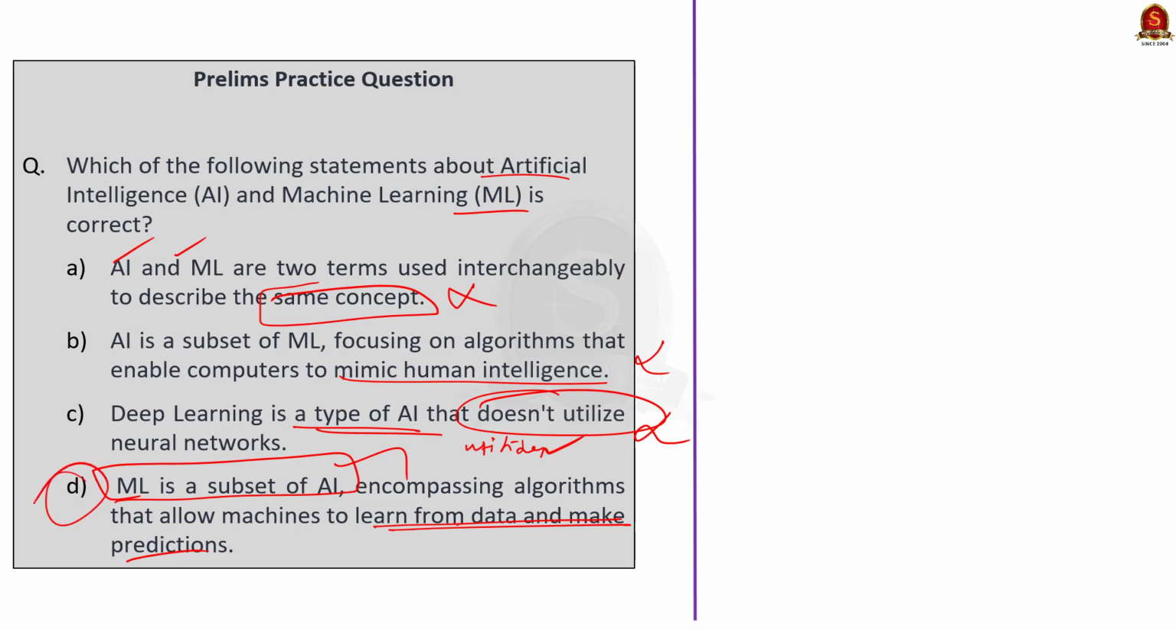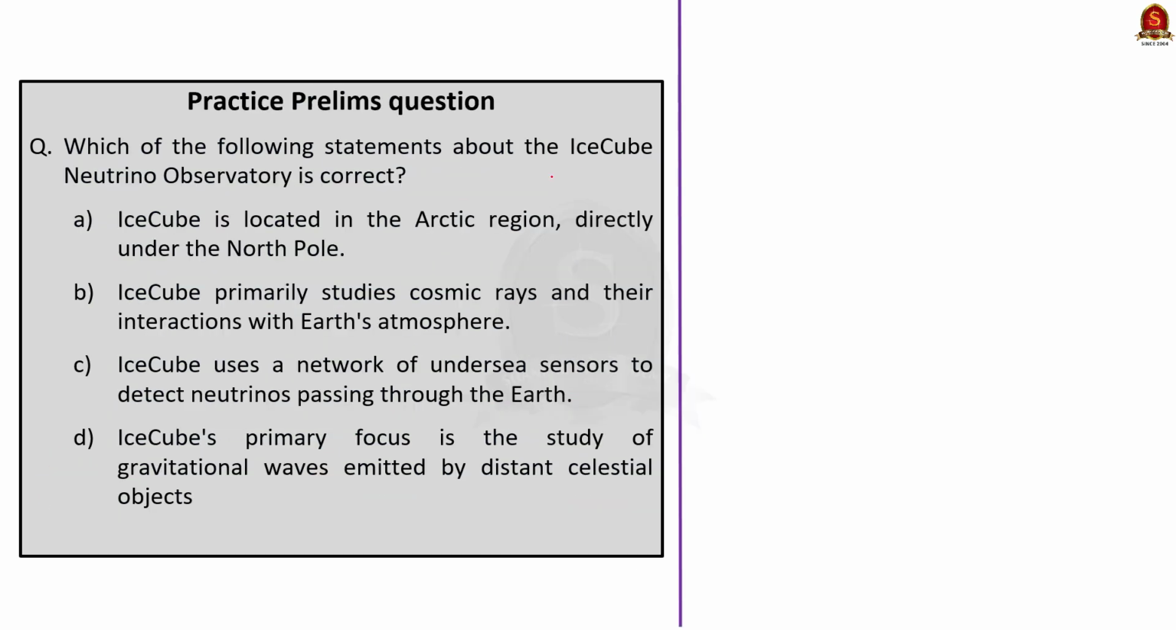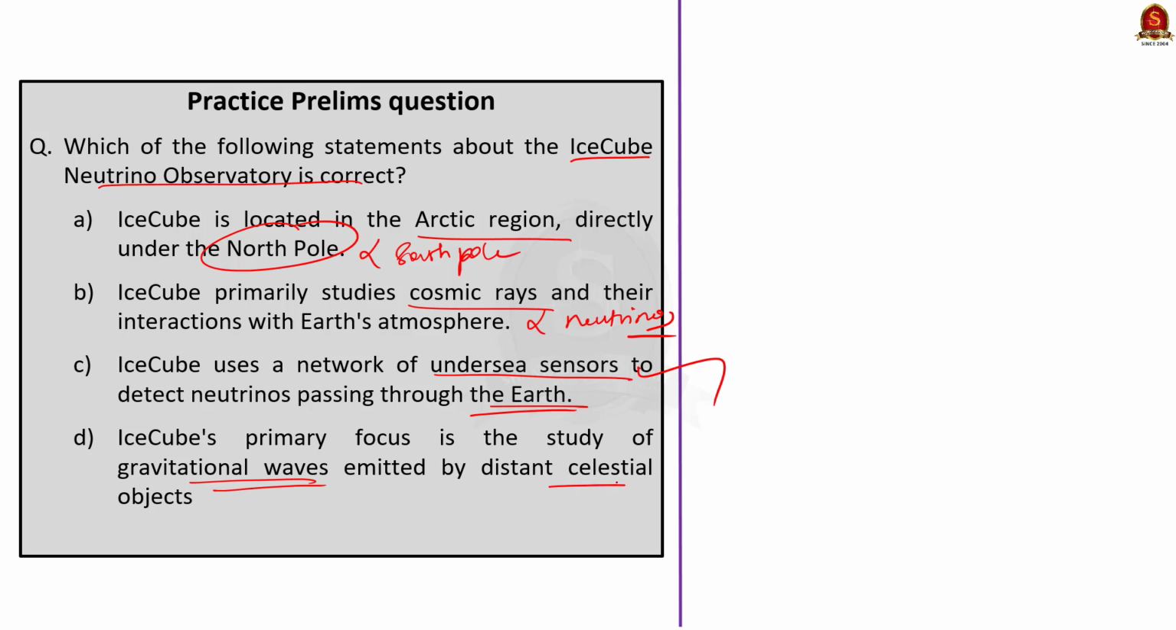Next question. Which of the following statements about IceCube Neutrino Observatory is correct? IceCube is located in the Arctic region directly under the North Pole. This statement is incorrect because it is located in the South Pole. Next, IceCube primarily studies cosmic rays and their interactions with Earth's atmosphere. This statement is incorrect because it studies neutrinos. Third, IceCube uses a network of undersea sensors to detect neutrinos passing through the Earth. This statement is correct. IceCube's primary focus is the study of gravitational waves emitted by distant celestial objects. This statement is incorrect. So the answer is option C.